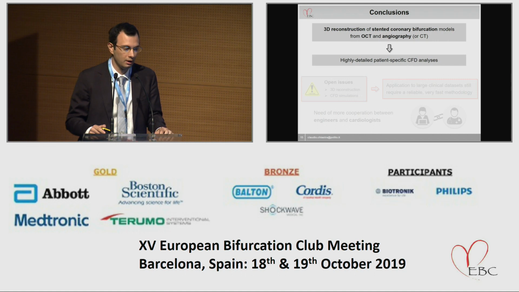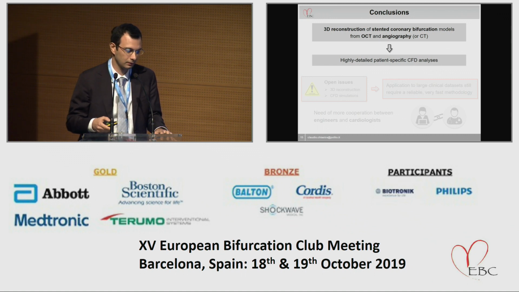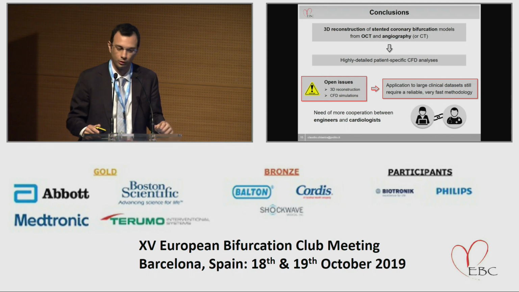So in conclusion, the current technology enables the 3D reconstruction of stented coronary bifurcation models from OCT and angiography to perform highly detailed patient-specific CFD analysis. However, there are some open issues regarding both the 3D reconstruction and the CFD simulations, and the application to large clinical datasets still requires a reliable, very fast methodology.